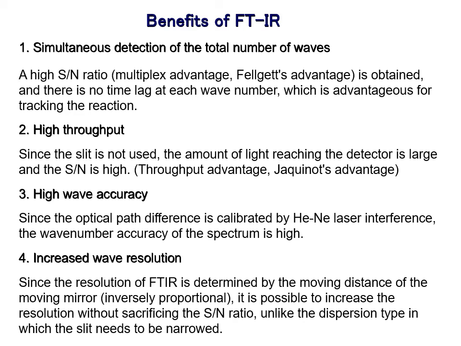For example, moving the moving mirror by 1 cm gives a resolution of 1 Kaiser, and moving it by 1/2 cm gives a resolution of 2 Kaiser. In this way, the resolution of FTIR is determined by the moving distance of the moving mirror. Therefore, unlike the dispersive type, which requires a narrow slit, the resolution can be increased without sacrificing the SN ratio.